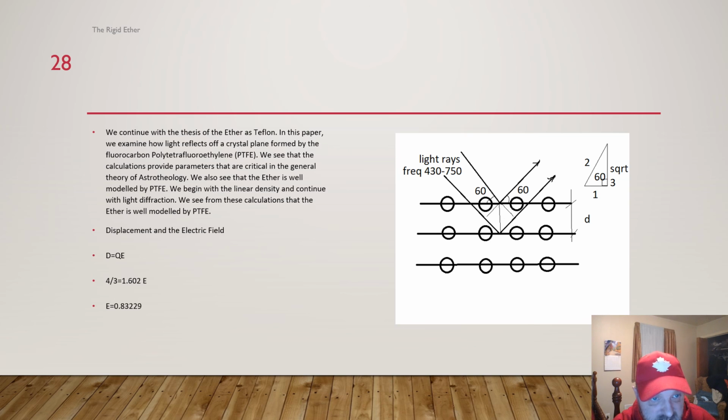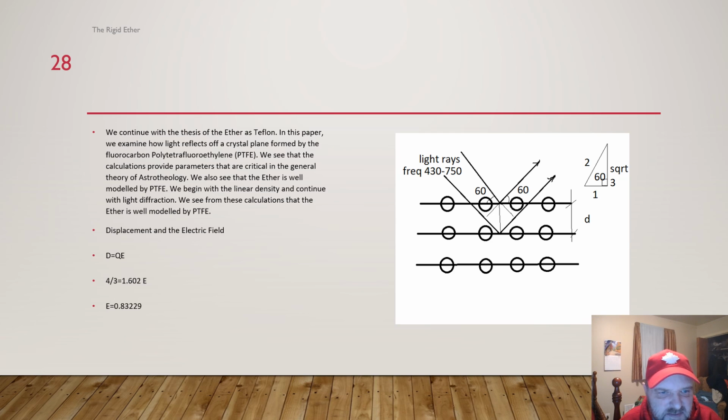And as we're coming to the end here, we see that we continue with the thesis, ether is Teflon. We examine how light reflects off a crystal plane formed by the fluorocarbon polytetrafluoroethylene. We see that the calculations provide parameters that are critical in the general theory of astrotheology. We also see that the ether is well modeled by PTFE. We begin with the linear density and continue with light diffraction. We see from these calculations that the ether is well modeled by PTFE. It's a lot easier to say than polytetrafluoroethylene, which is probably why they abbreviated it.